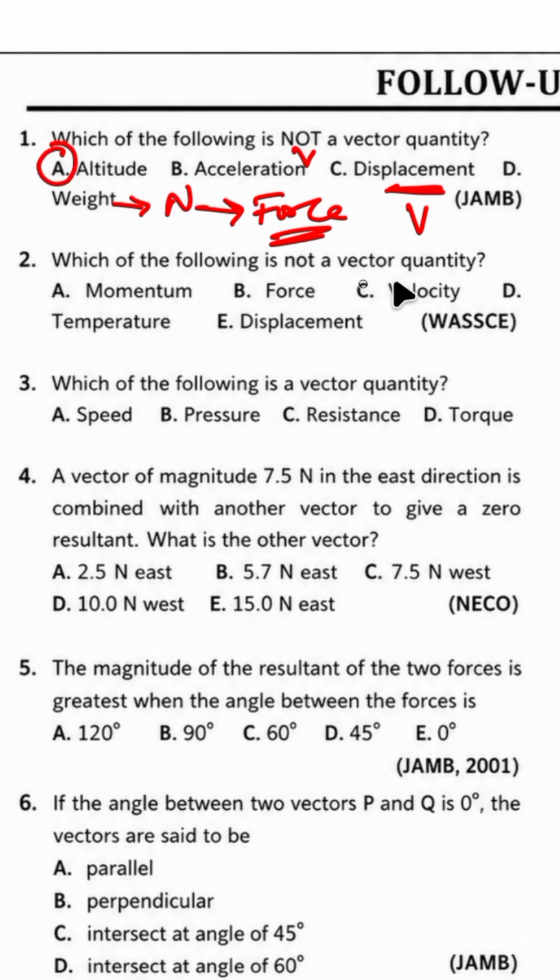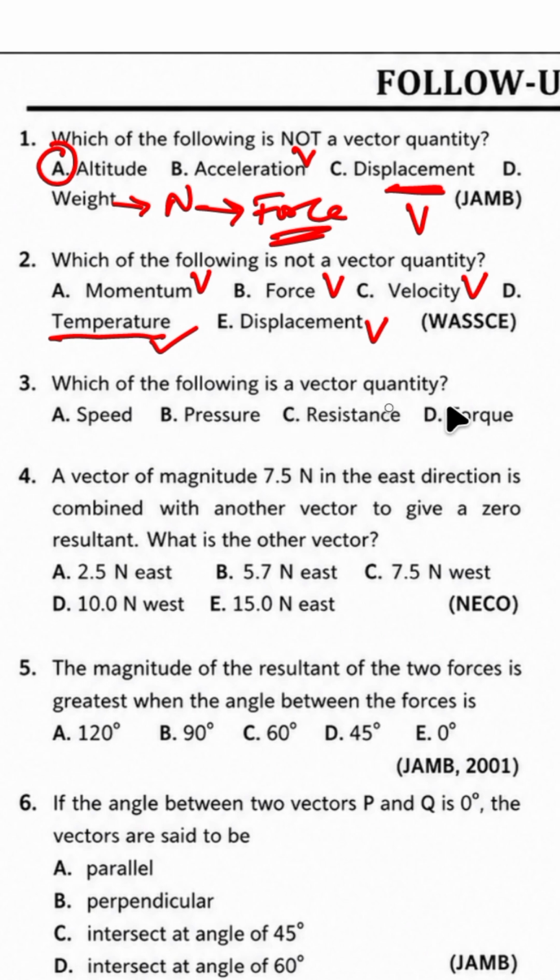Which of the following is not a vector quantity? So they give us options here. Momentum is vector, force is vector, velocity is vector, displacement is vector. It's only temperature that is not a vector quantity. So the answer is option D, which is temperature.